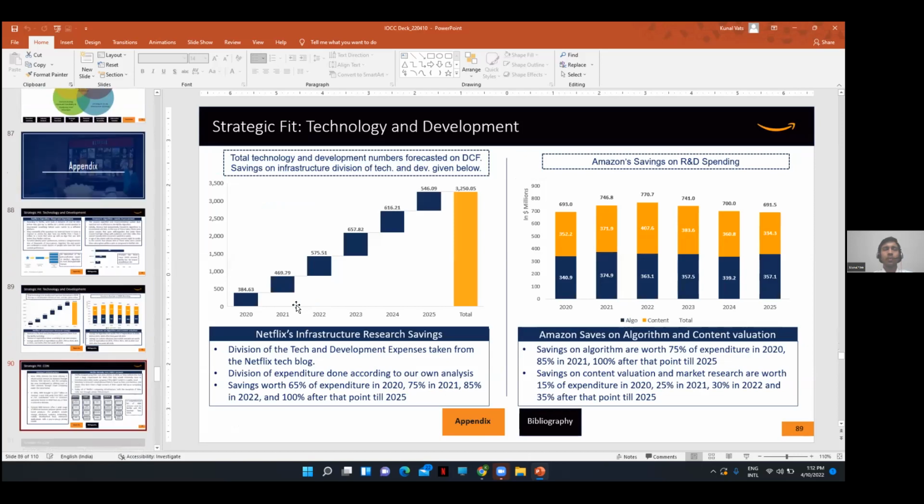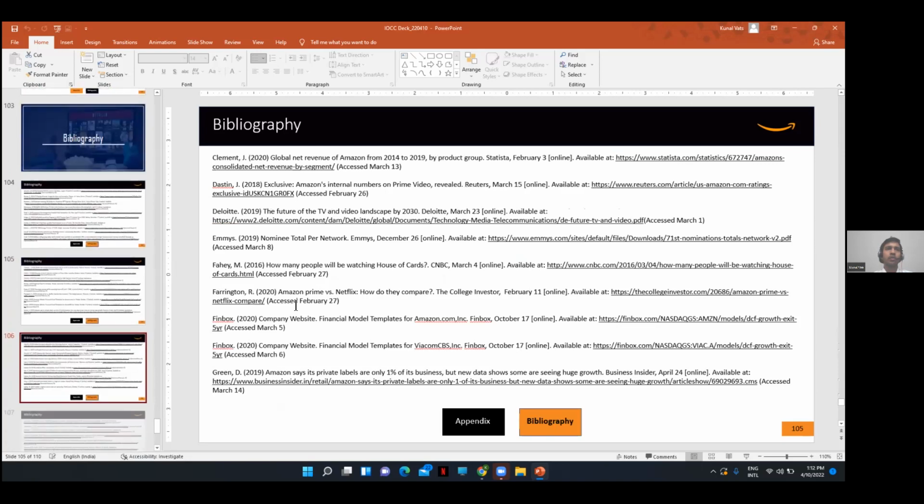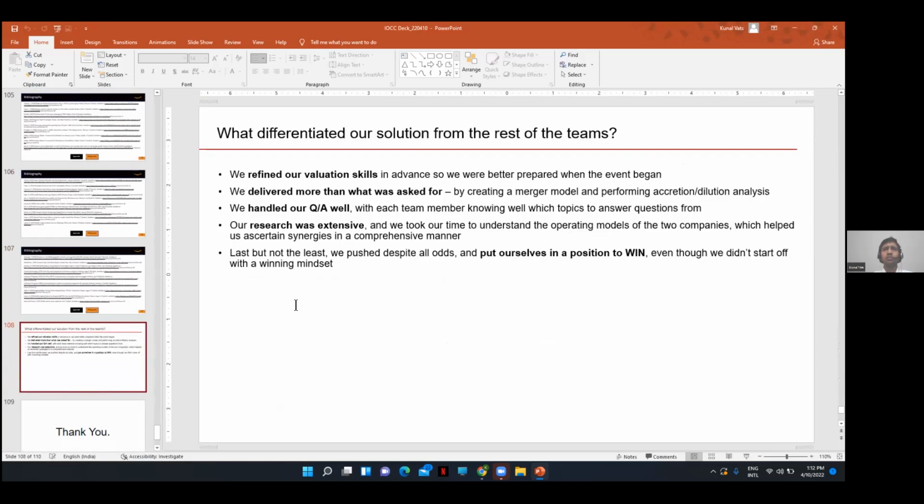Now, I'm not going to go into the appendix slides, but I'll go into one of the slides that we made here, which I think helped us win the competition. We were the first Indian team to win this competition and the first undergraduate team to win it. What really helped set our solution apart was a couple of things. It really varies from team to team, but for us, it was firstly refining our valuation skills ahead of the competition because we knew it would be required.